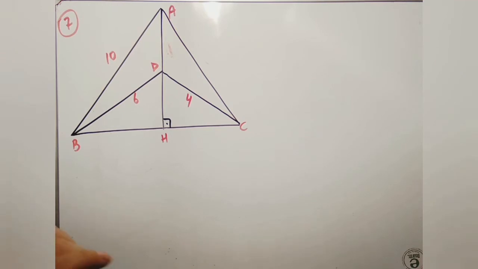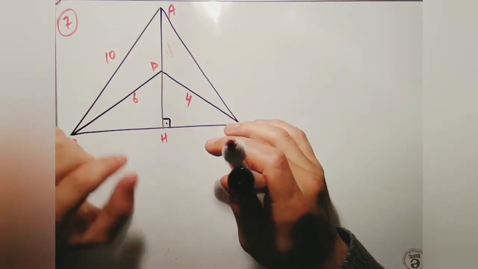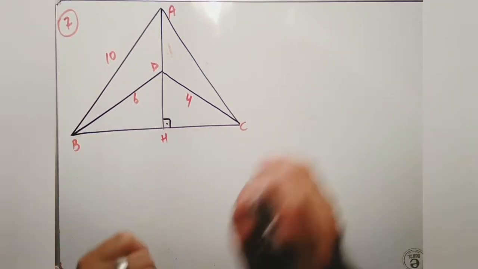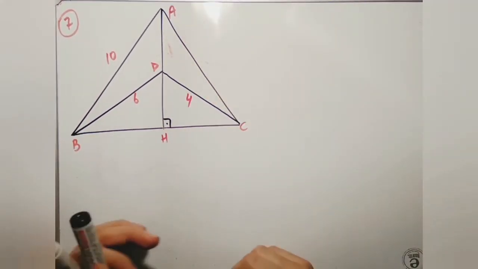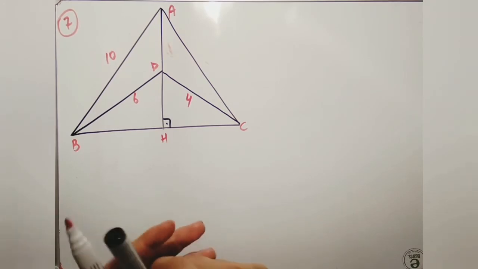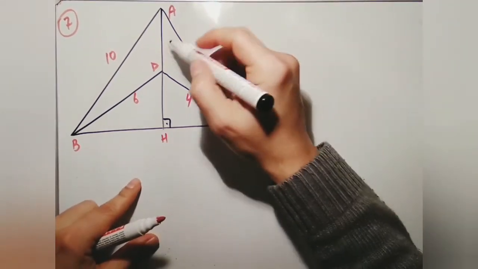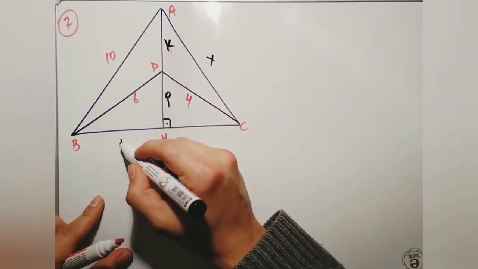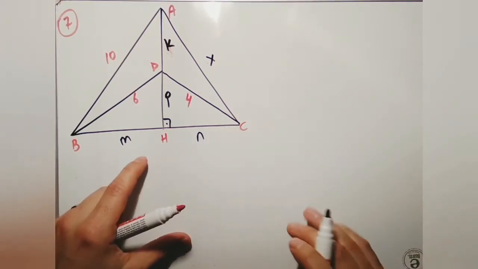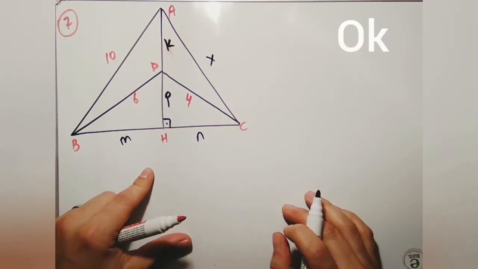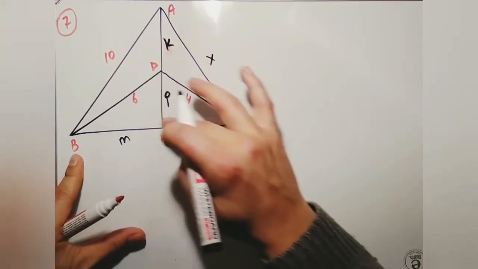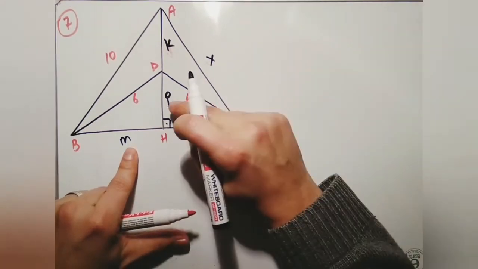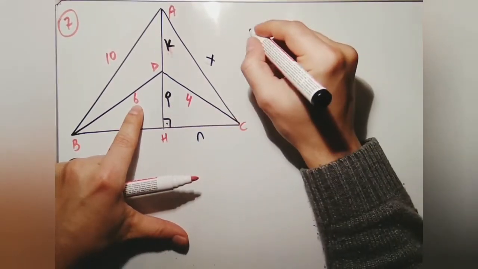If, as in the figure, AH is perpendicular to side BC and AB is 10 cm, BD is 6 and DC is 4 cm, we will find the length of AC. Let AC be x, AD be k, DH be p, BH be m, and HC be n. If we apply the Pythagorean theorem in triangles DBH and DHC, we will have m squared plus p squared is equal to 36.